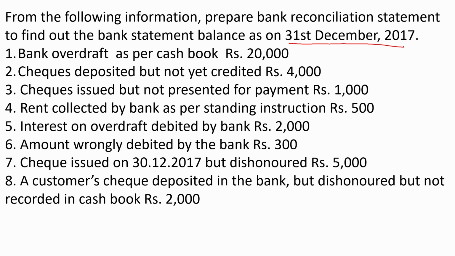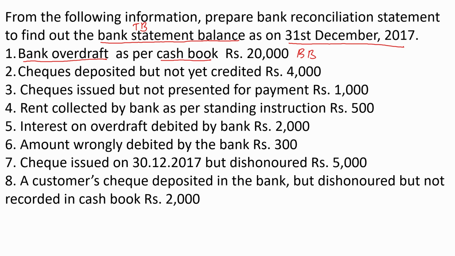We have to calculate what is the bank statement balance, and we are starting with the cash book. As we are starting with the cash book, we call it our base book. So naturally, the bank statement will be our target book. We have to prepare a BRS as on 31st December 2017, starting with cash book, which is the base book, and we have to find out the balance as per bank statement, which we call our target book. We start the sum with an overdraft balance in the cash book.